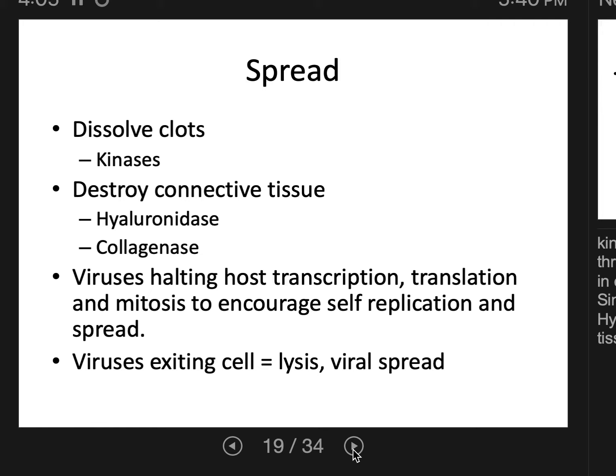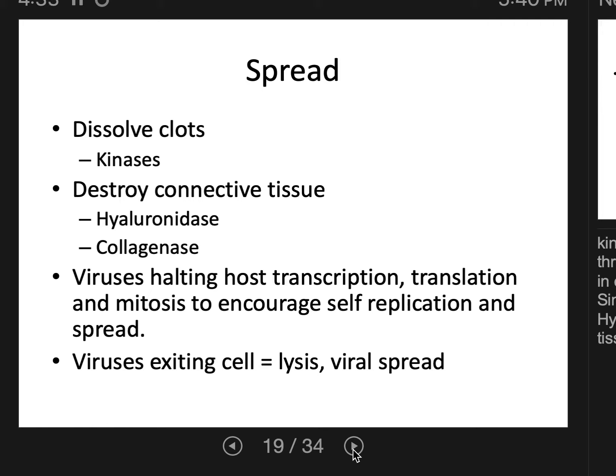So bacteria that have this can just move right through them instead of going around it. All right, viruses. Remember that viruses do a lot of things that damage host tissue. So first, they're going to stop the host cell from transcribing and translating its own material. It's also going to stop the host cell from performing mitosis so that the host cell can no longer divide and replicate. And that's all to encourage self-replication and spread.